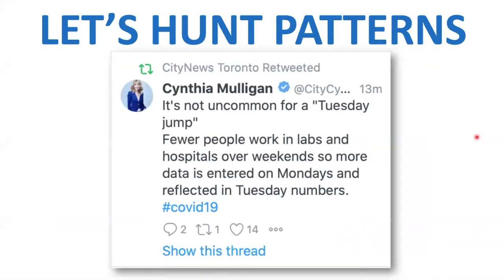And then finally, my favorite, the Tuesday jump. Data points must jump out on a Tuesday because fewer people work in the labs over the weekend. So you're going to have a big batch and you're going to see that squirt out around Monday or Tuesday. Why not? Let's see if it's true.